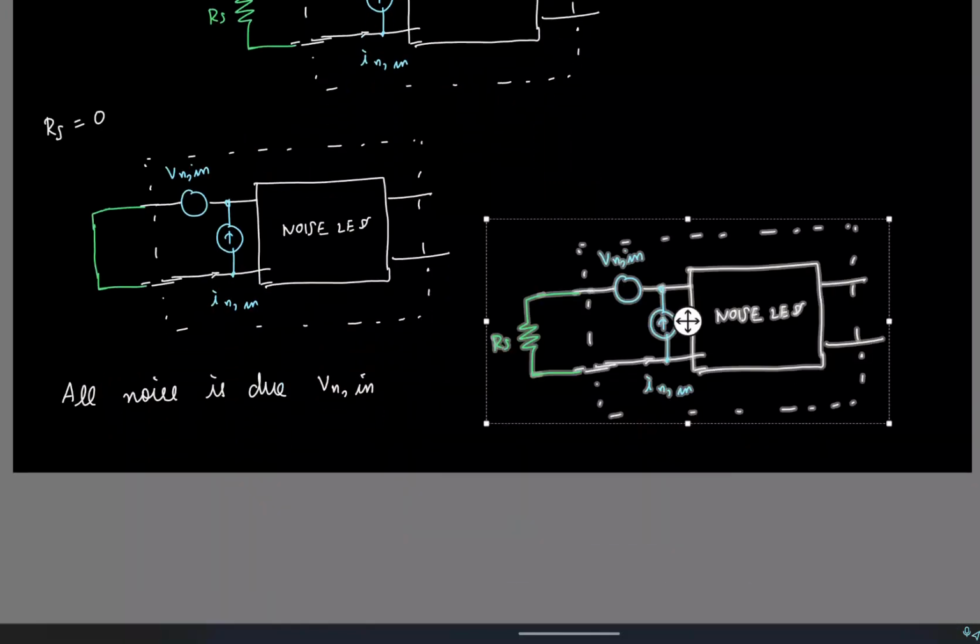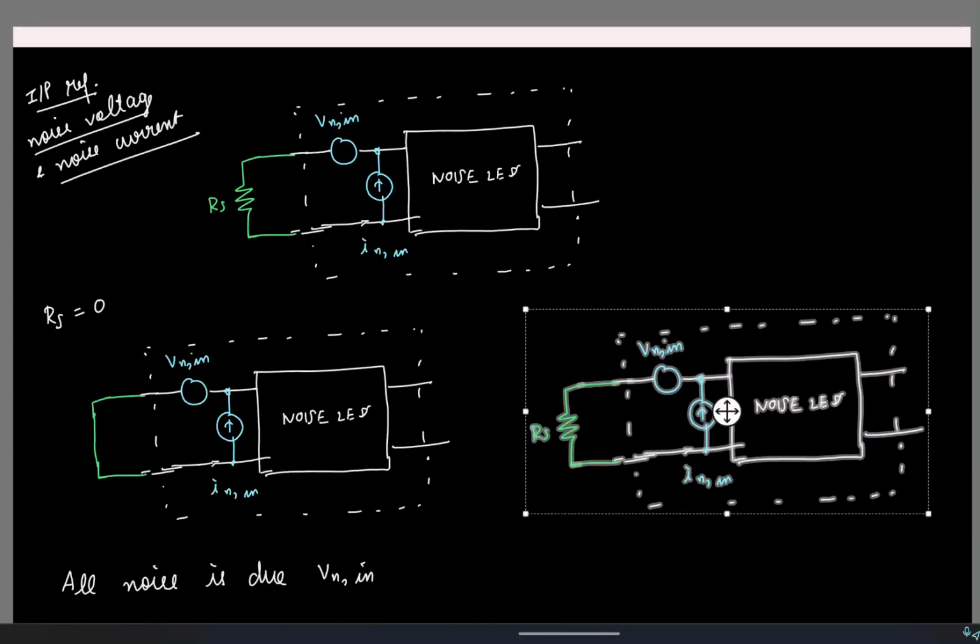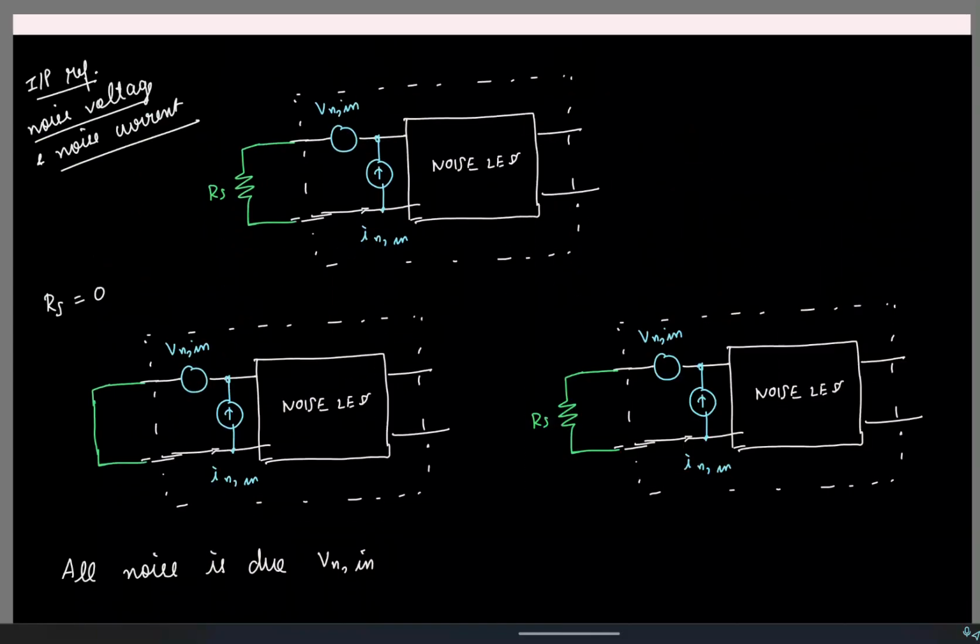So similarly, let's take another extreme. What is the other extreme? RS is greater than Z. Yeah, I mean infinity, right? So infinity means it's open, right? Now if it's open, which of the sources do you think is dominant? The current source, because the voltage source is simply floating. So in this case, all noise is due to my current. And if we have any other RS value between 0 and infinity, both of them will be there.